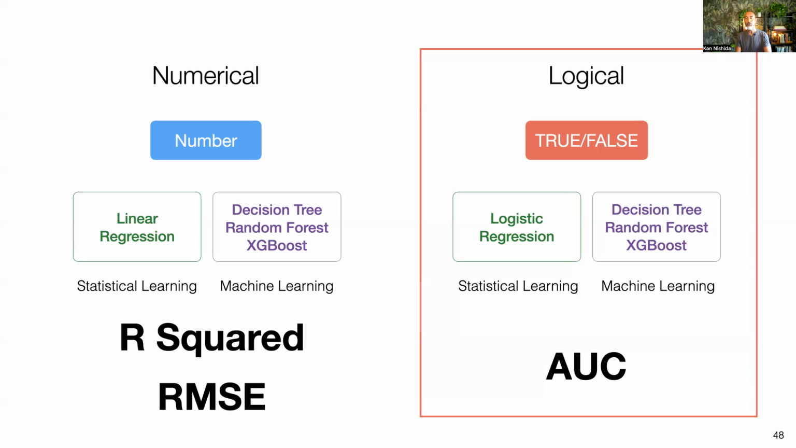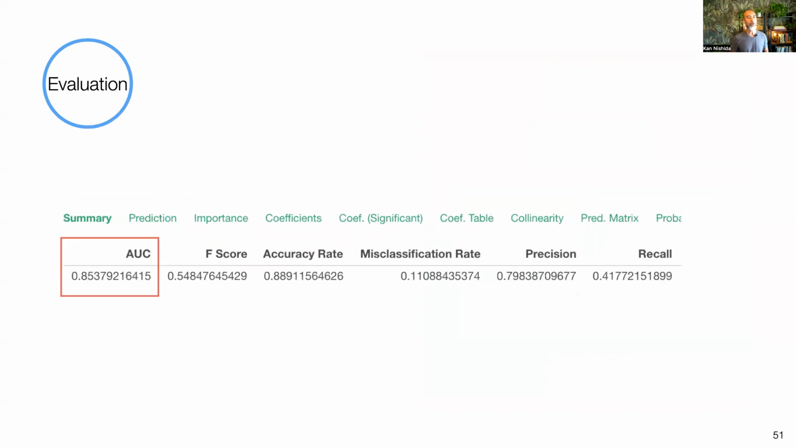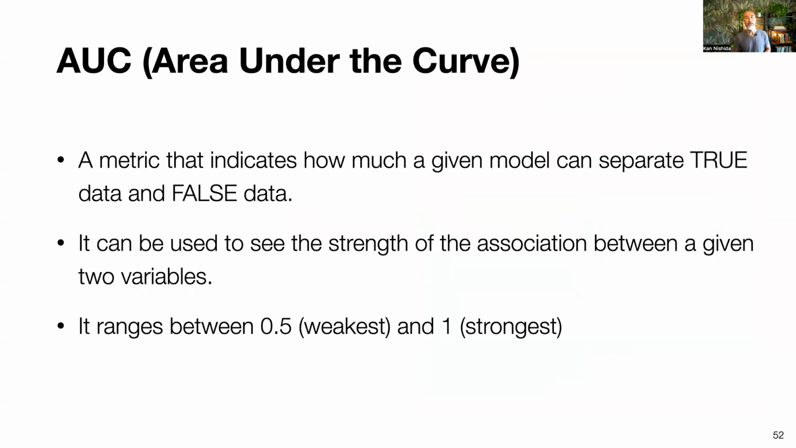The other one is for logical targets, if you're predicting true or false. This is where you want to use AUC, which stands for area under curve. I'm not going to go into the detail in this seminar, but you can see it under the summary tab. It's a metric that indicates how much a given model can separate true data and false data. For example, you have converted customers and not converted customers, and you want to find what makes the difference between those two groups.